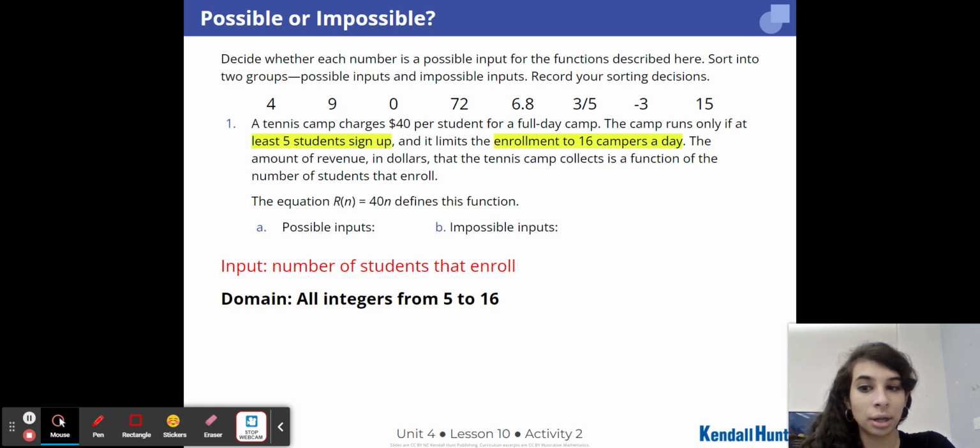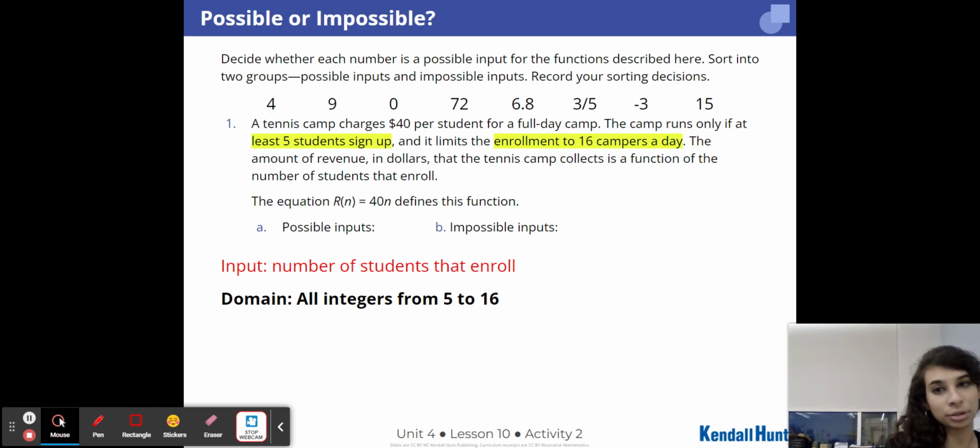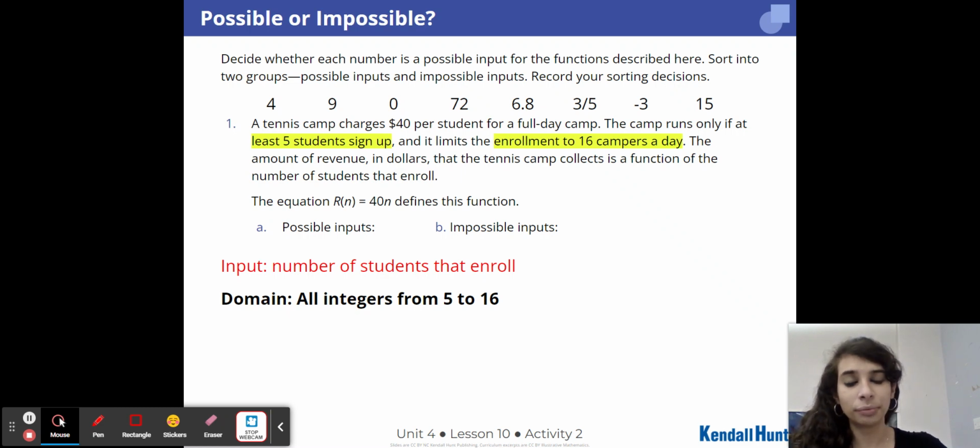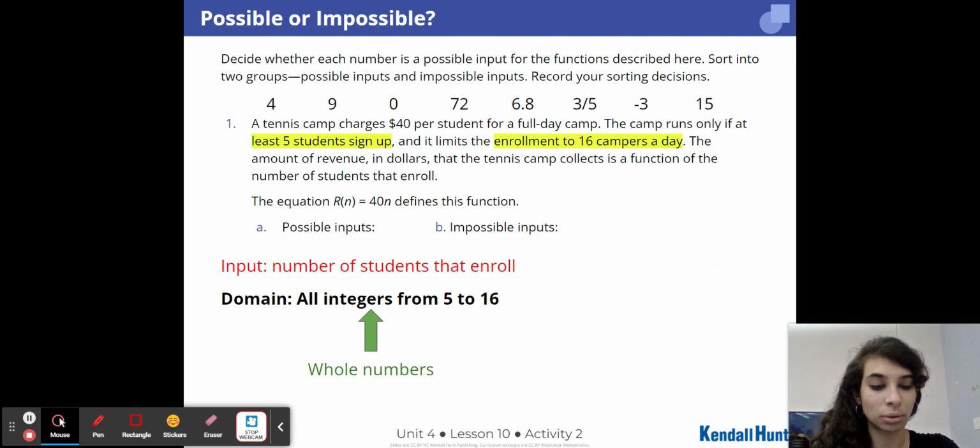So in the end, my domain is considered all integers, right? Because in this case, when I have my number of students, can I have fractions? I cannot have fractions. I cannot have negative numbers because you can't have a negative number of students. You can't have a fractional value of students. And so we are talking about integers. Integers are positive or negative whole numbers. So in this case, we are all integers, all whole numbers from 5 to 16. So my domain here is all integers from 5 to 16. Right? Integers here means whole numbers.